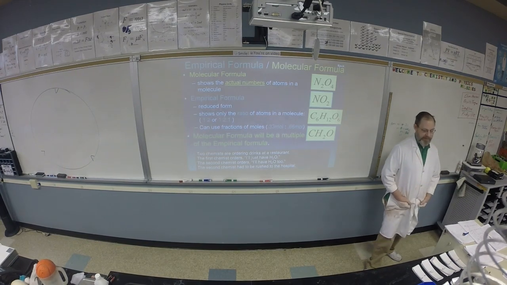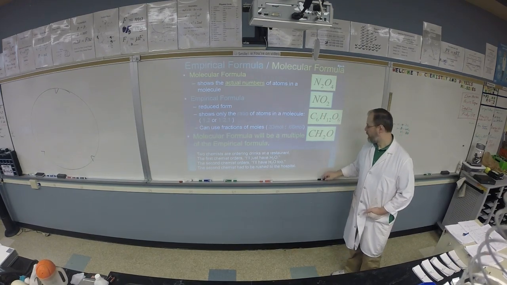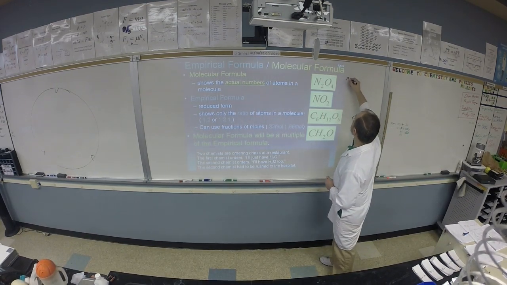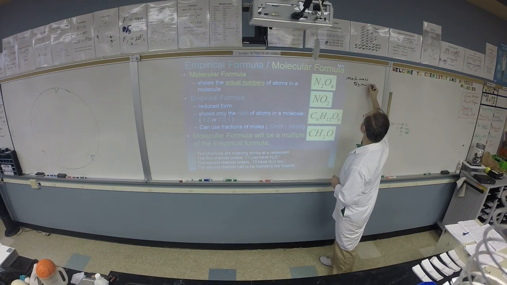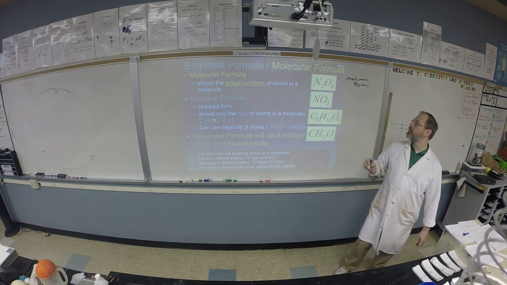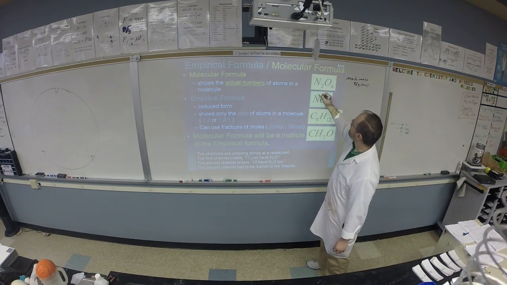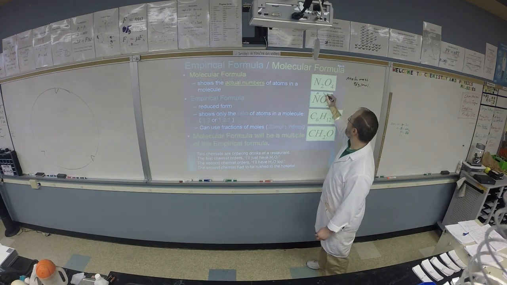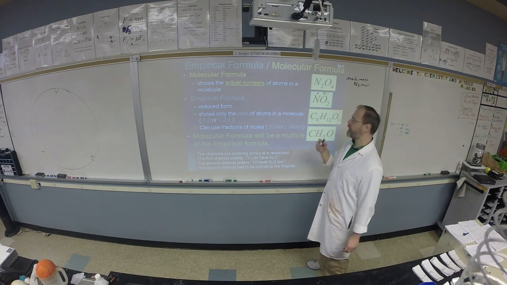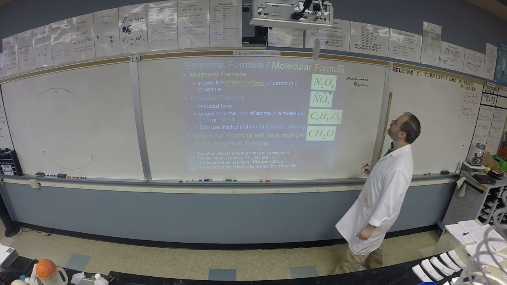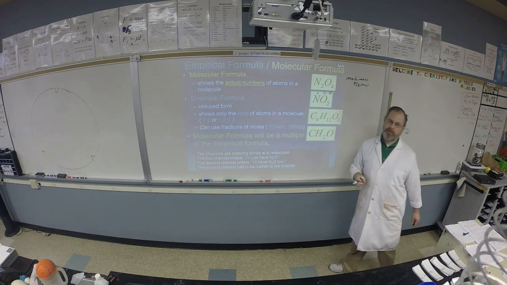For instance, if you did an experiment and it kicked out that the empirical formula was NO2, but it also told you that the molar mass was 92 grams per mole, that would mean you're not looking at NO2, you're looking at N2O4. Because NO2's molar mass is 14 for the nitrogen and 16 times 2 for the oxygen. 32 plus 14 is 46. So, 46 times 2 is 92.